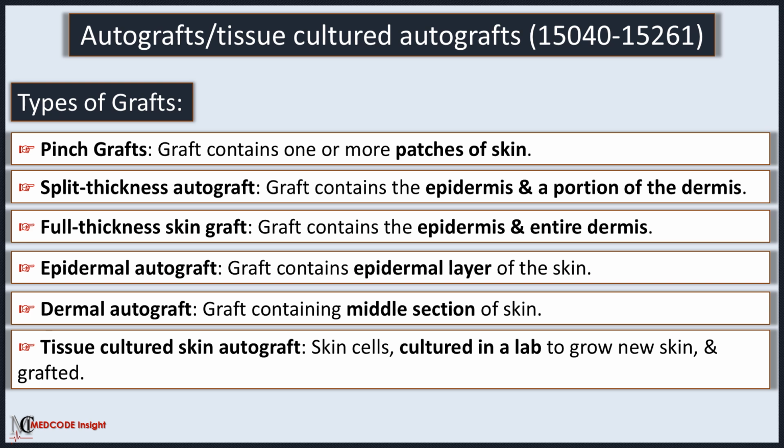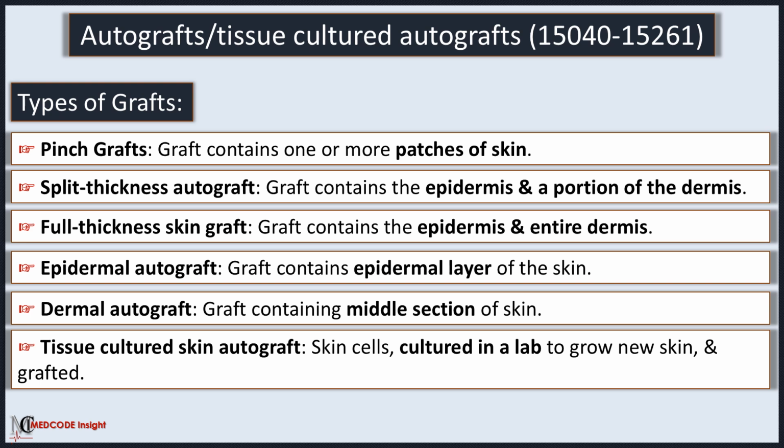Autografts and tissue cultured autograft codes are categorized based on the type of the graft, the location, and the size of the defect. Here is a general overview of how the type of the graft influences graft selection and coding. Pinch graft contains one or more patches of skin. Split thickness autograft contains the epidermis and a portion of the dermis.